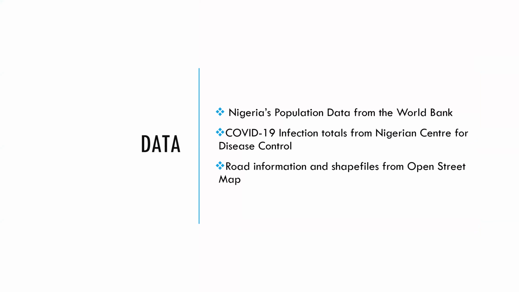The data I used for this was the population data from the World Bank, infection totals from the Nigeria Center for Disease Control, and then I obtained road information from OpenStreetMap.